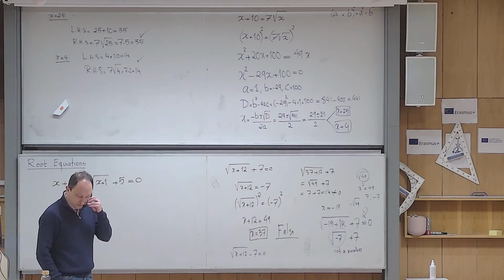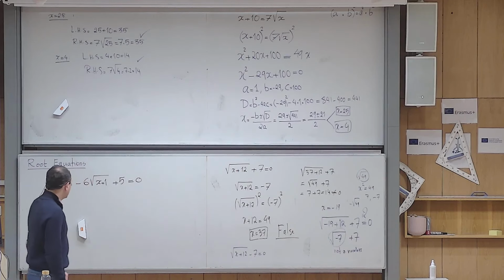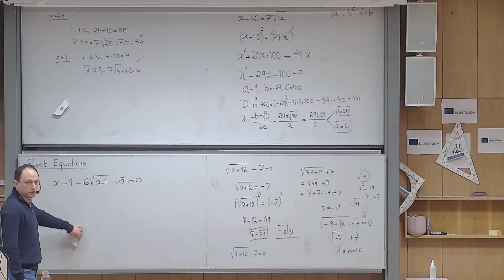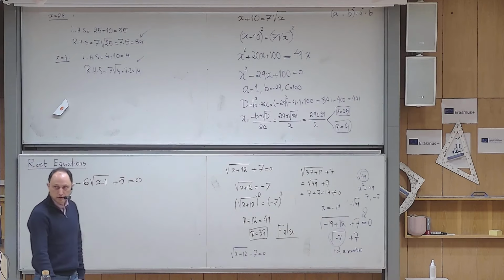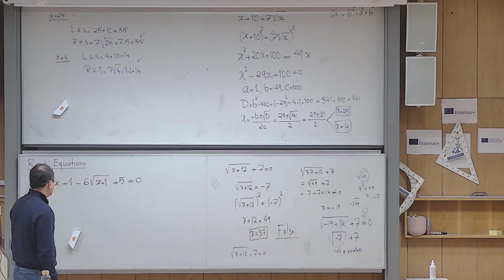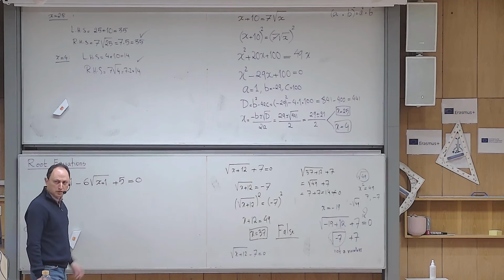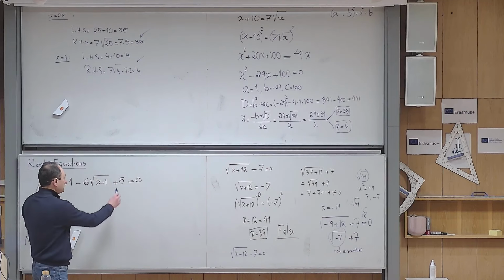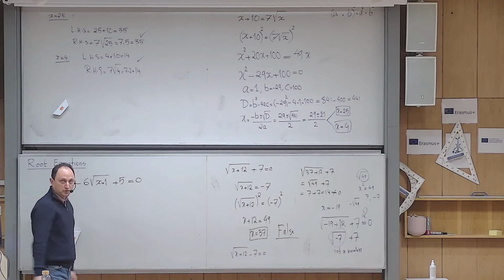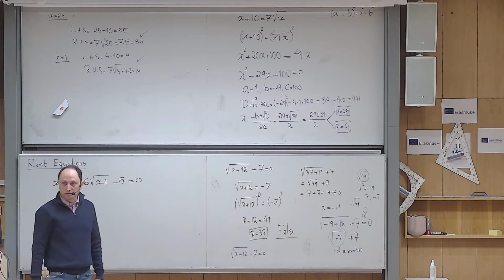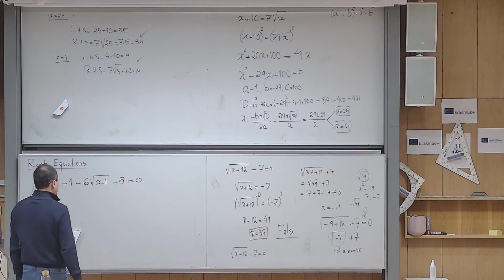Should we solve it now? So this is a problem in your book. How did you solve it? Yes? I moved the 6 multiplied by the square root to the other side. That's a good idea. I hope you agree with me that it is not a good idea to raise it to power 2 like this, because you will be in real trouble, yes? So I think your idea is good.